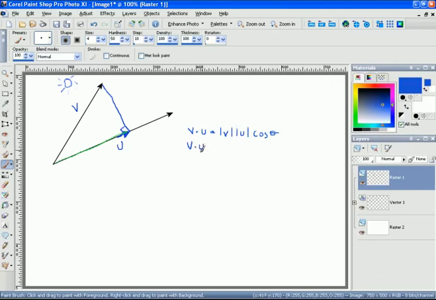v dot u divided by the magnitude of u is equal to the magnitude of v times the cosine of the angle. Well, this should look familiar to you. The magnitude of v times cosine of the angle is actually equal to the magnitude of this green vector here. So let me label that. I'll just call this A, and A on our diagram here is the distance from this point all the way down to here. Well, what we are interested in is not just the distance, but rather the vector.